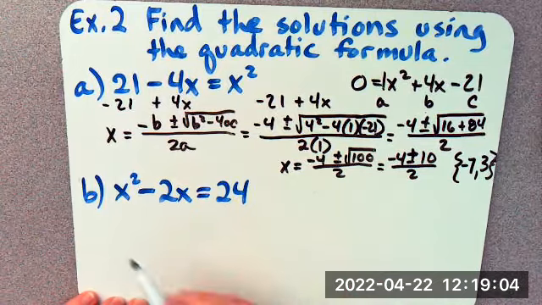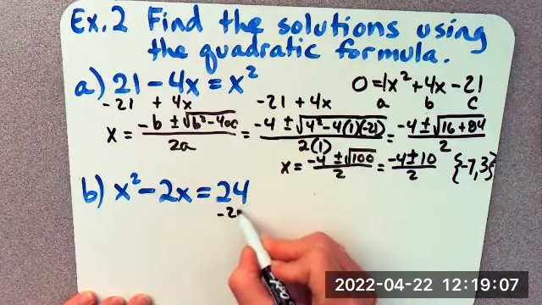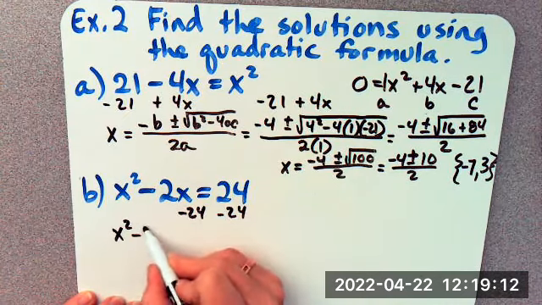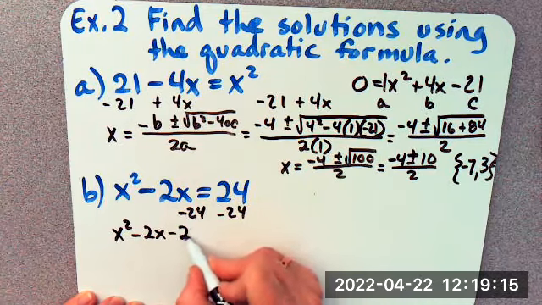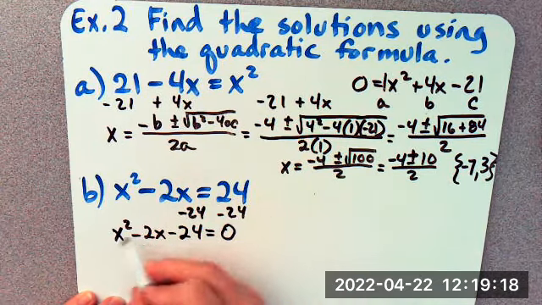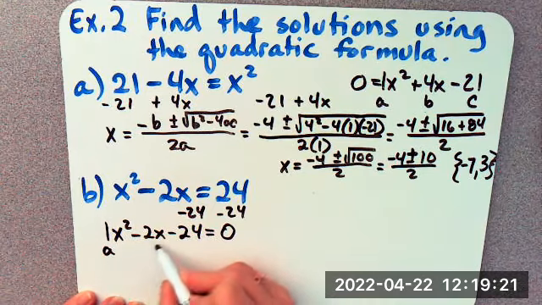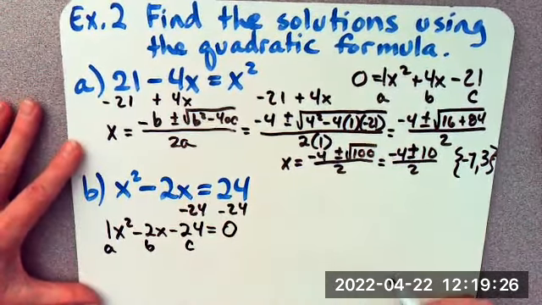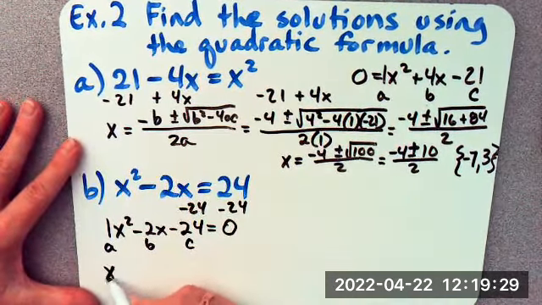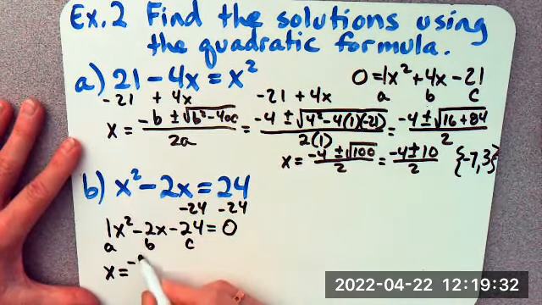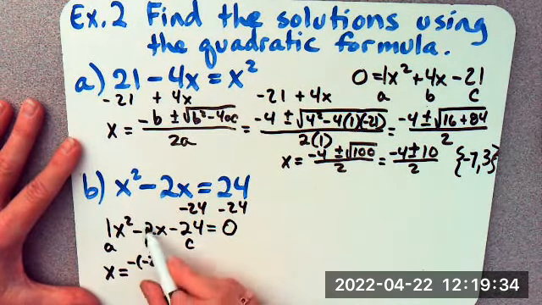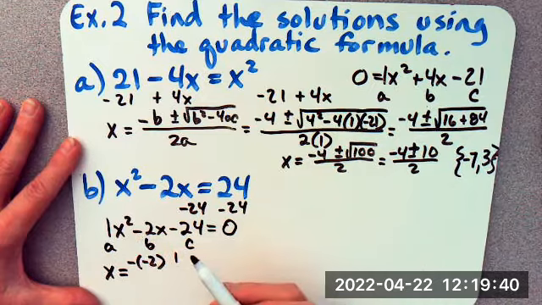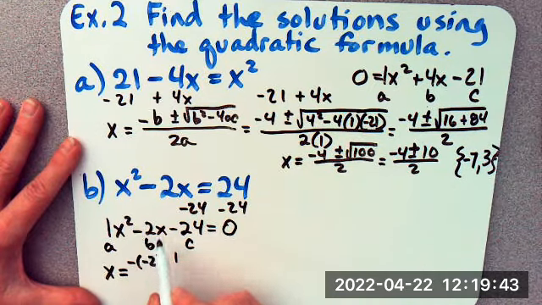All right, let's look at this one. So we're just going to subtract the 24 from both sides. So that gives us x squared minus 2x minus 24 equals 0. And we have A is 1, B is -2, and C is -24. So x then equals -2, because B is -2. The subtraction signs, just remember they're the same as plus, negative.